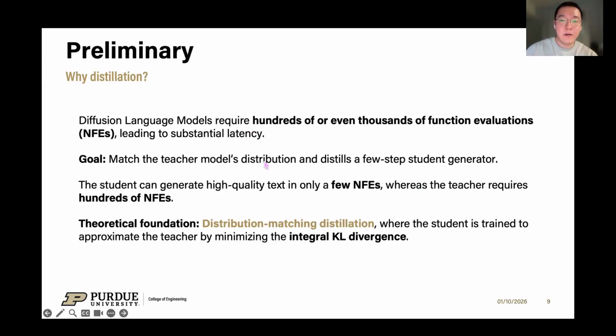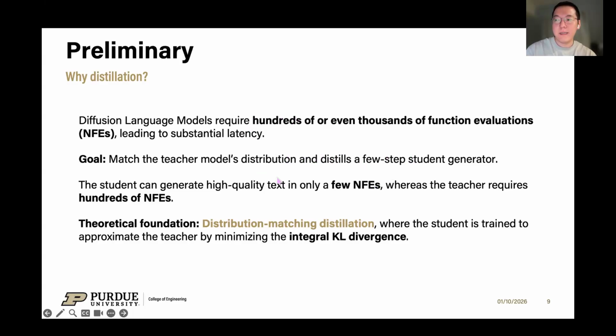The issue is that while the ELBO-trained model generates high quality text, it does not fully unlock the potential for ultra fast parallel sampling. To maintain high quality generation, we force the diffusion language model to sample at most 2 tokens for each step. That means the diffusion language model trained by the ELBO still requires hundreds or even thousands of function evaluations, and that leads to substantial latency.